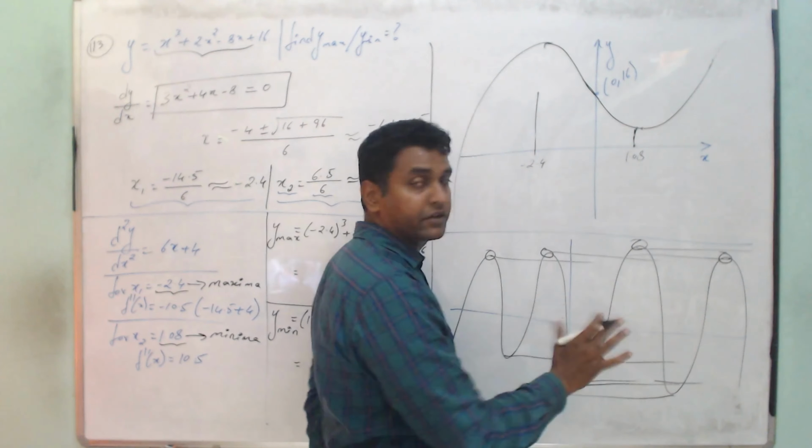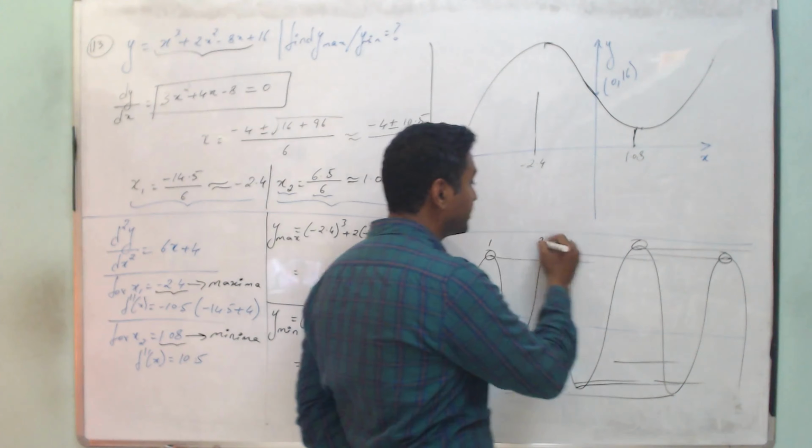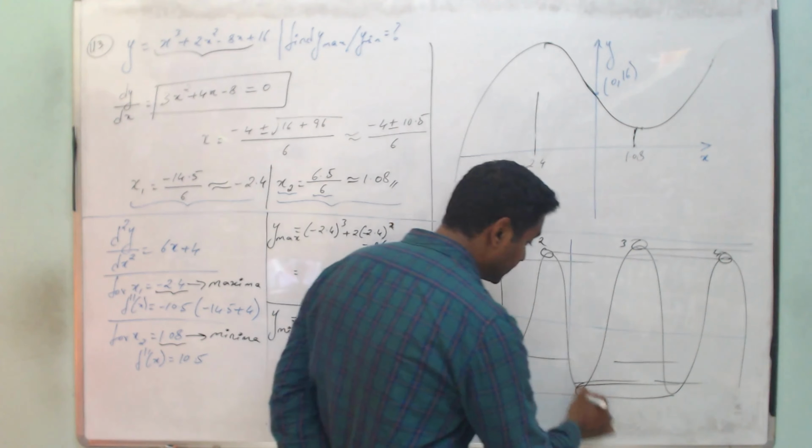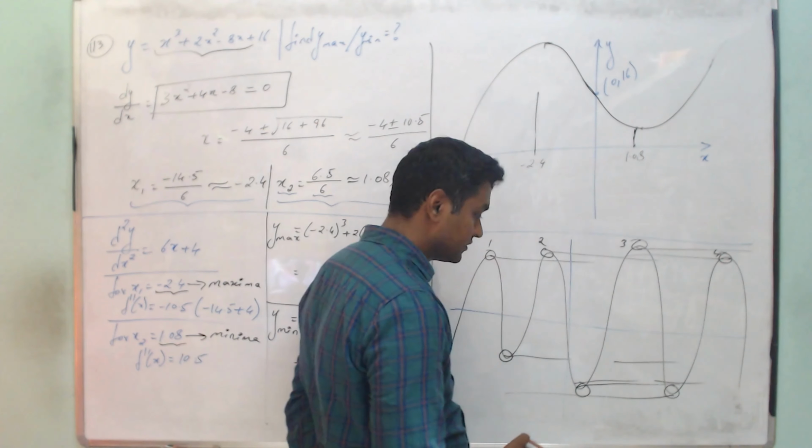In this particular graph, how many maximas are there? 1, 2, 3, 4. Yes. How many minimas are there? 1, 2, 3. Also 4, I think. Okay, 3. Correct? For this particular graph.